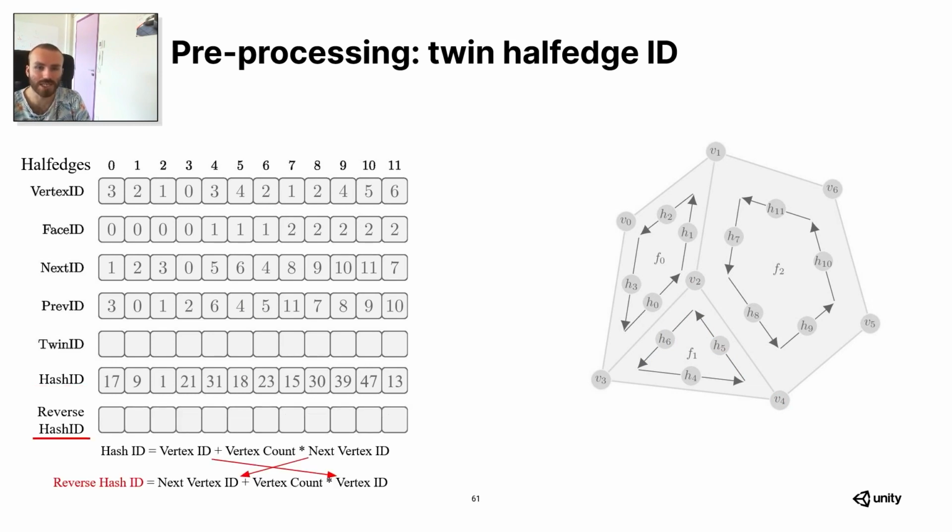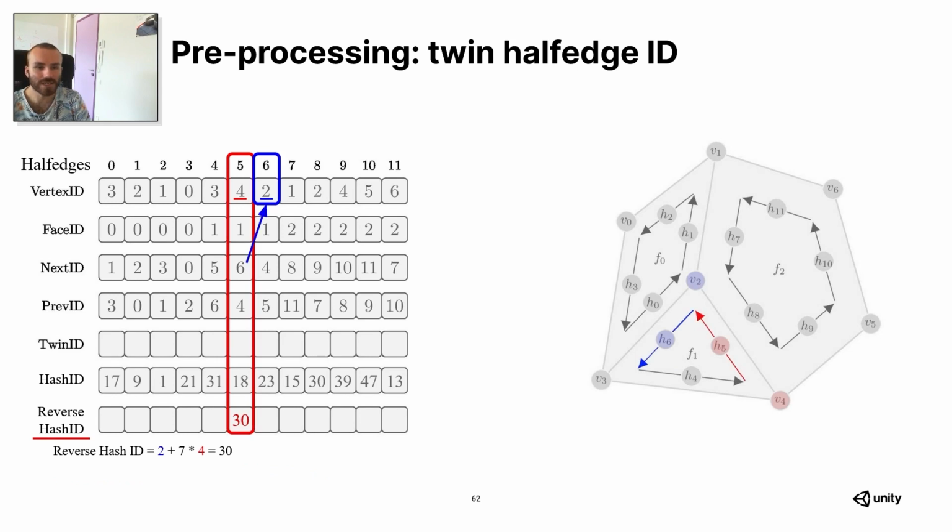And then we're going to check whether the hash of the neighbor exists or not. For each half-edge, we compute its neighbor's hash, so the reverse hash. Using our same example, we now have 2 plus 7 times 4 as reverse hash ID. And now we're going to look for this reverse hash ID within the first hash ID array we've already computed. So here we're looking for 30.